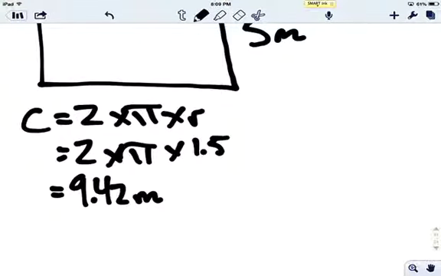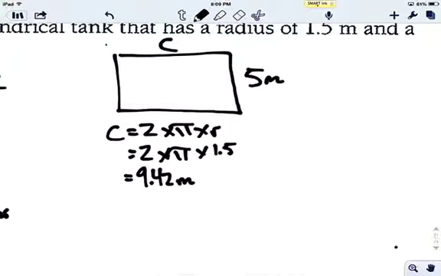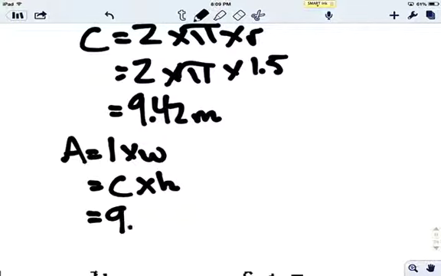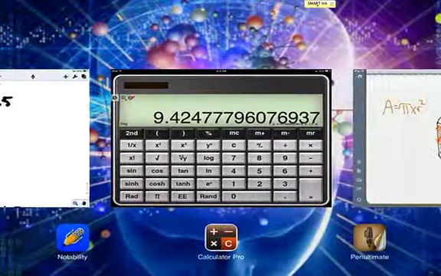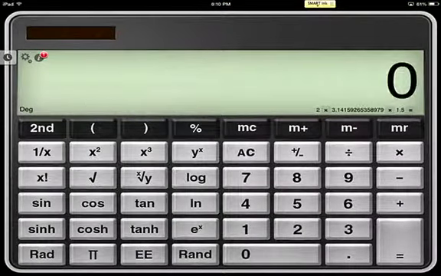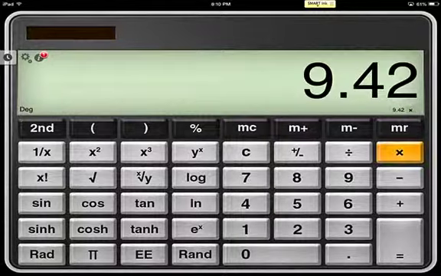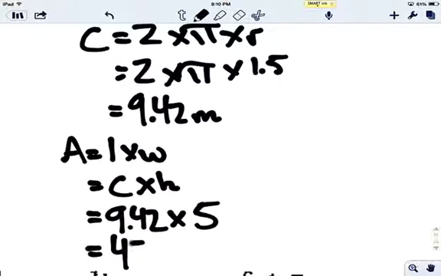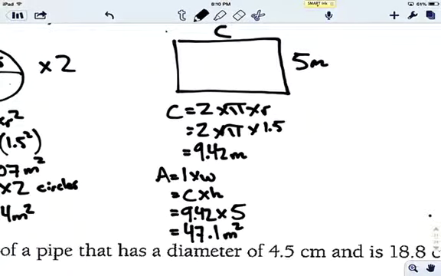9.42 meters. Remember, this isn't an area yet. This is circumference. Now we have to find the area of that thing. So area is equal to length times width. And in this situation, the length is circumference and the width is the height. So circumference is 9.42 times by my height, which is 5 meters. So 9.42 times 5. 47.1. So 47.1 square meters because of that piece of the cylinder there.